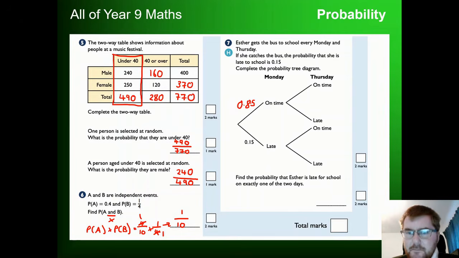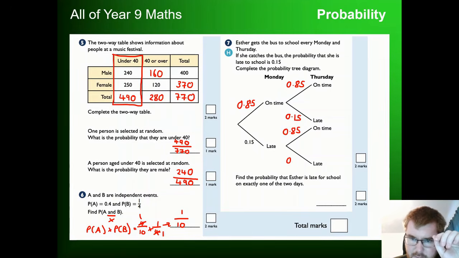Both have to add up to 1. And notice there's no change whether it's on a Monday or a Thursday, so the probabilities stay the same. So this is 0.85, this is 0.15, this is 0.85, this is 0.15. Conditional probability, that does come up, but at this point we just want to make sure we're happy with tree diagrams. Now, find the probability that Esther is late for school on exactly, very, very important word, one of the 2 days. Not both, has to be exactly one.